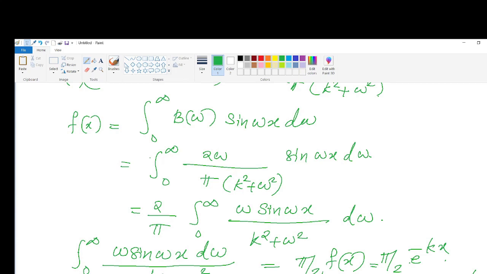Here you can calculate the corresponding cosine integral also, that you can take as a homework.